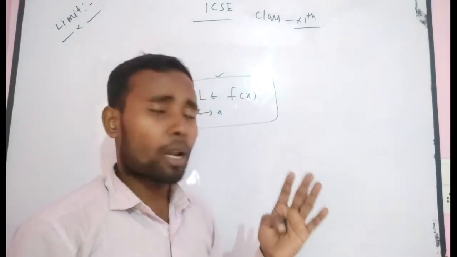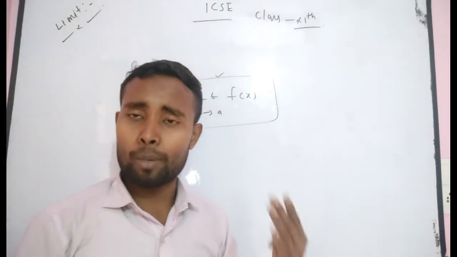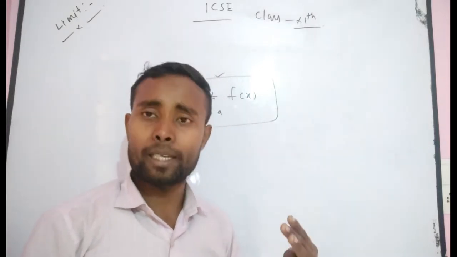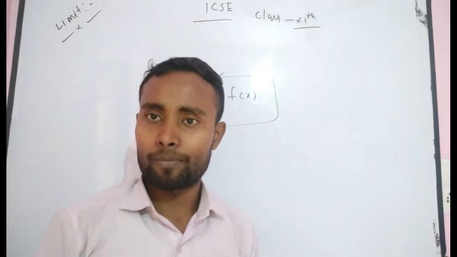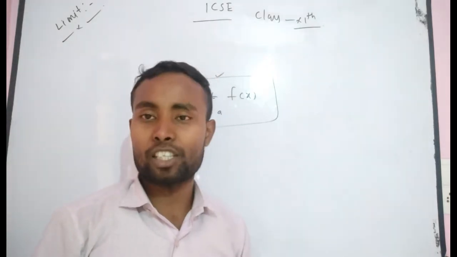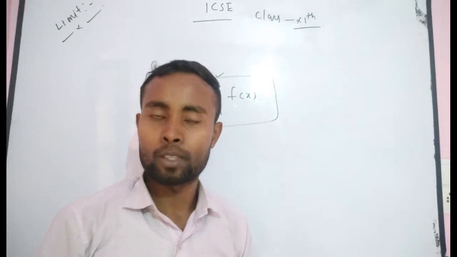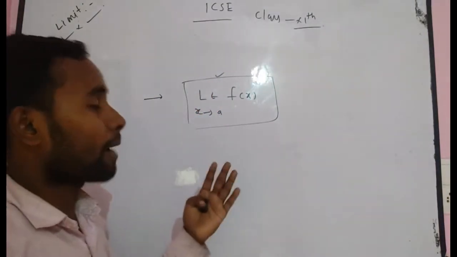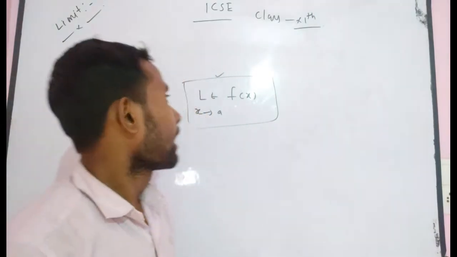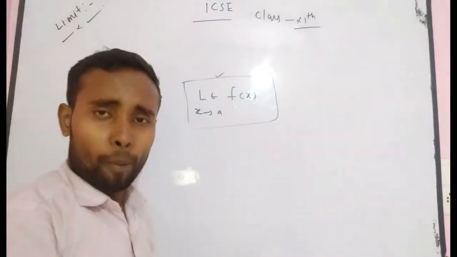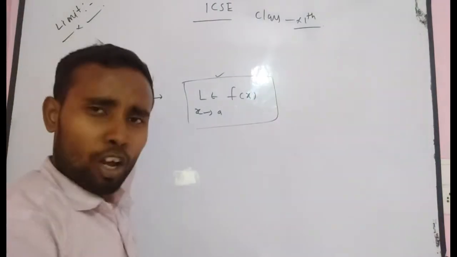So before solving any limit problem, you always have to check the existence of limit. Without checking the existence of limit, you can't find it. So I want to give you some idea to check the existence of limit. Suppose that this is a problem, and how can you solve it?